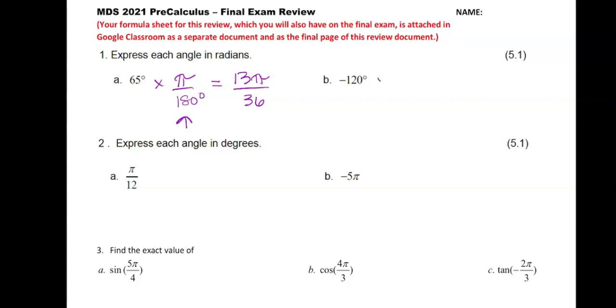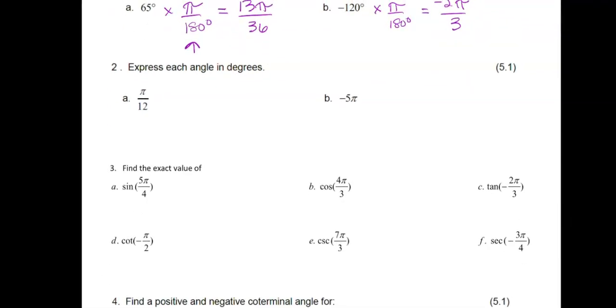Okay, next one. Multiply it again by pi over 180, and we're going to do some reducing, and after I reduce, I get negative 2 pi over 3. Make sure not to lose your negative. It's easy to do that. So keep track of the negative and check your answer as you go.